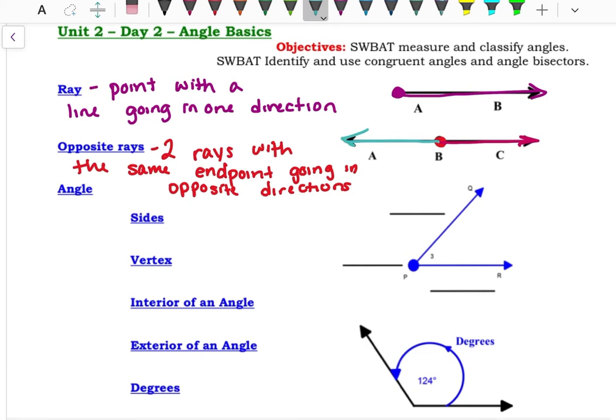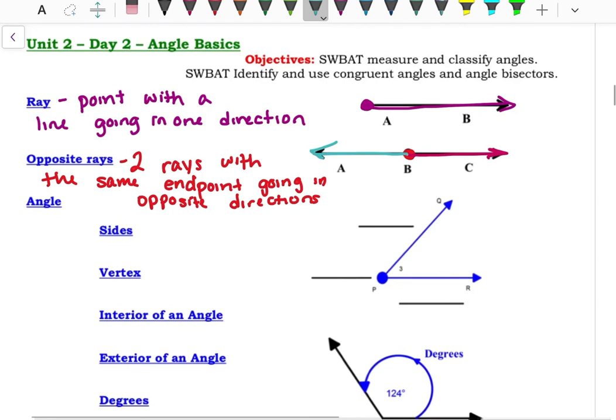So how we would name a ray, specifically the one on the top, we would name it A, B, and then over top we put an arrow going one direction. That's ray AB.